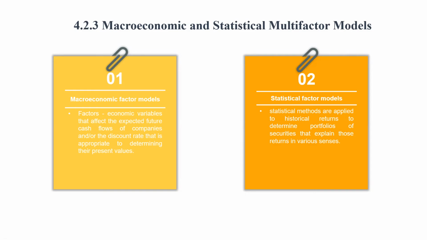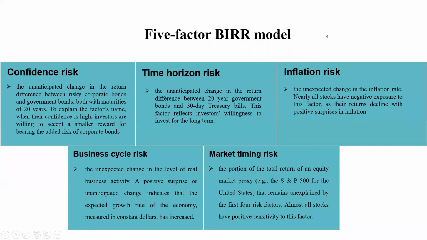In statistical factor models, statistical methods are applied to historical returns to determine portfolios of securities that explain those returns in various senses. A specific example of macroeconomic factor models is the 5-factor BIRR model. The definition of the 5 factors are as follows. Confidence risk. Confidence risk is the unanticipated change in the return difference between risky corporate bonds and government bonds, both with maturities of 20 years. To explain the factor's name, when confidence is high, investors are willing to accept smaller rewards for bearing the added risk of corporate bonds.